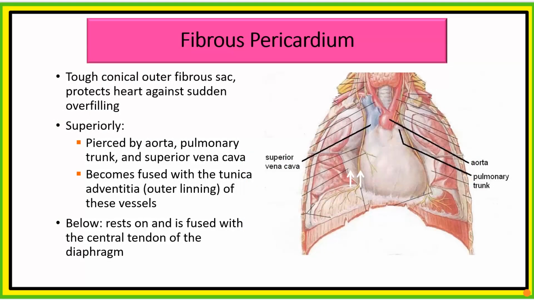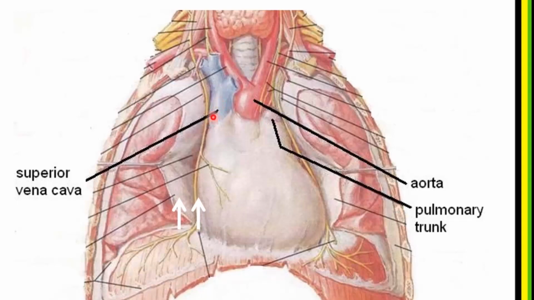We'll start with the fibrous pericardium. It's a tough conical outer fibrous sac which protects the heart against sudden overfilling. So here, this is the outline of the fibrous pericardium as it's seen covering the heart. As we noted, it is tough, and it's a major part that protects the heart from this sudden overfilling. We'll look at the extensions.